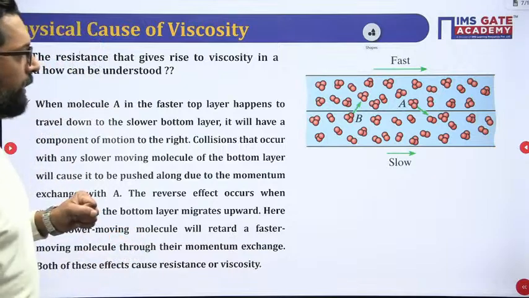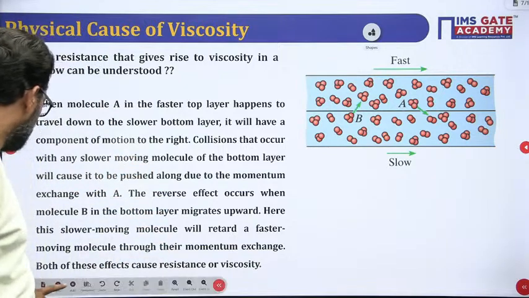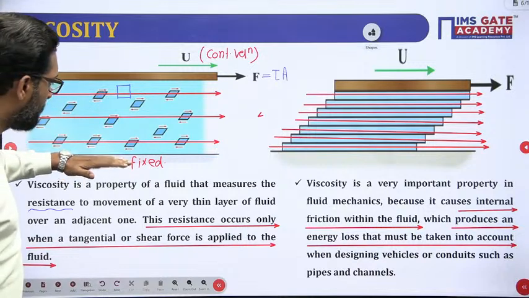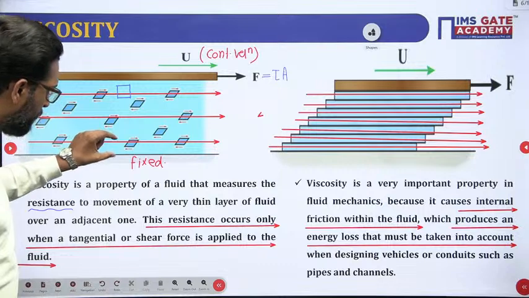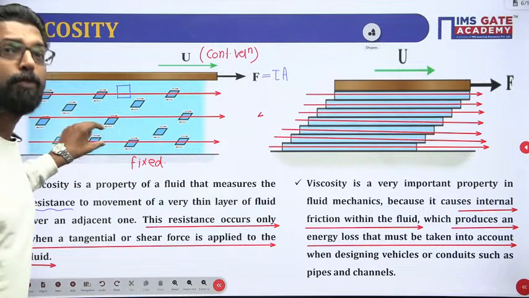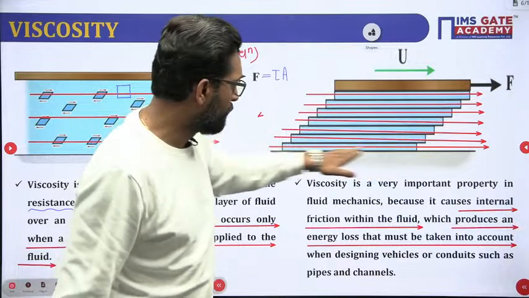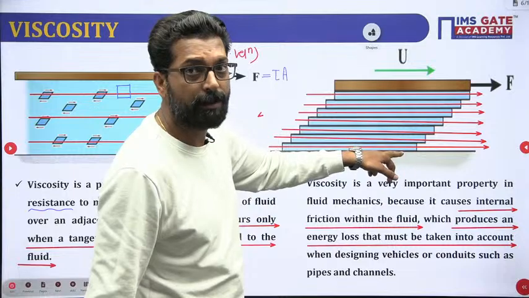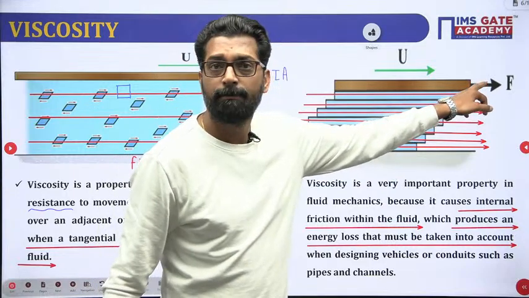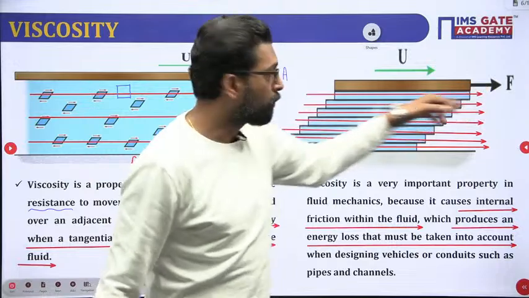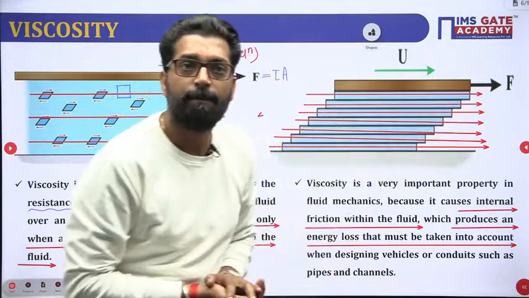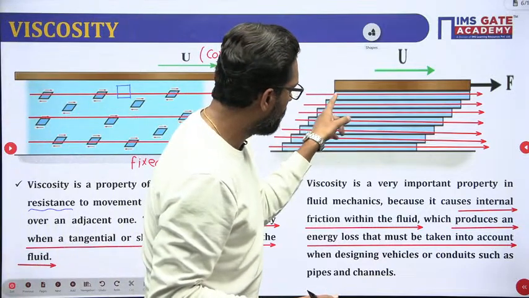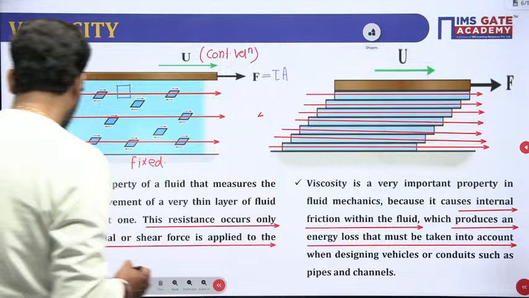Okay. See, there are two layers. These are the fixed plate. Due to the fixed plate, the fluid which is very near to the fixed plate will try to move slowly. And the fluid which is far from this solid, fixed surface will try to move faster. So there must be a relative velocity. Now, let's suppose you take these two layers.